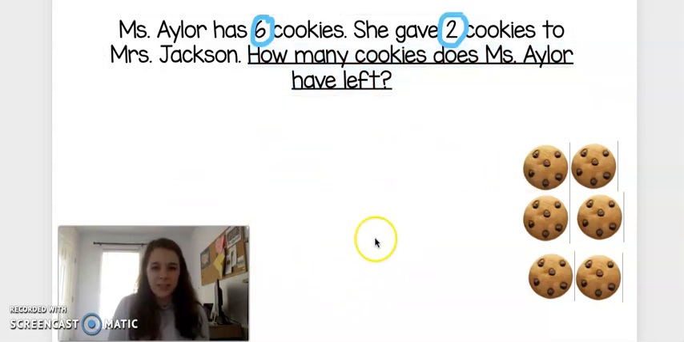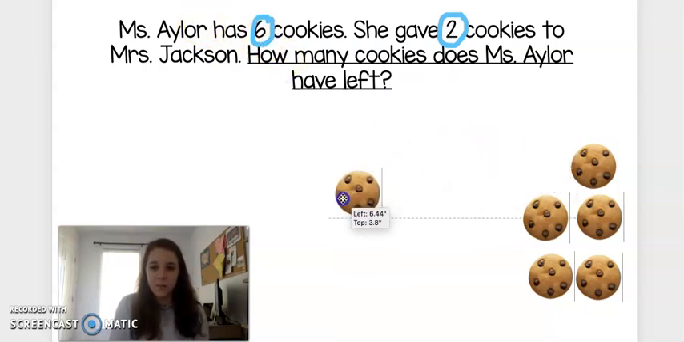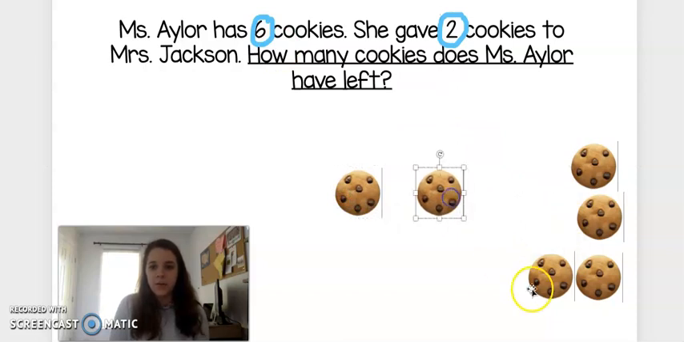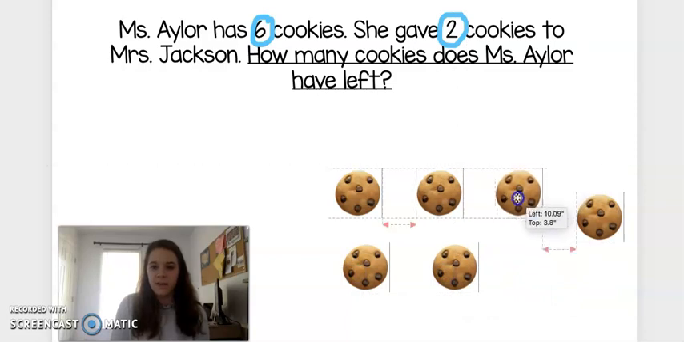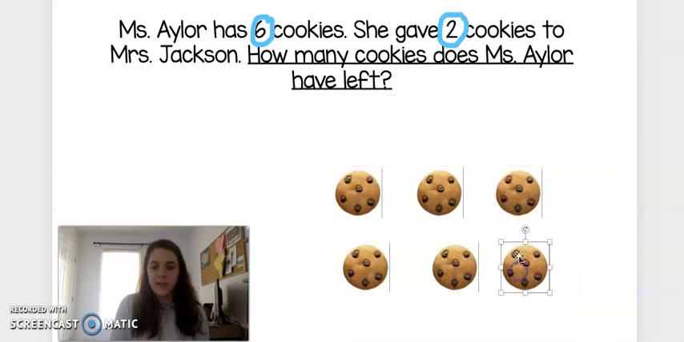How many cookies should I drag over to our picture space? How many cookies did Miss Ayler have to start? Yeah, look, right there. She had 6 cookies. 1, 2, 3, 4, 5, 6. So she had 6 cookies, but do we want to know how many cookies she had at the beginning?